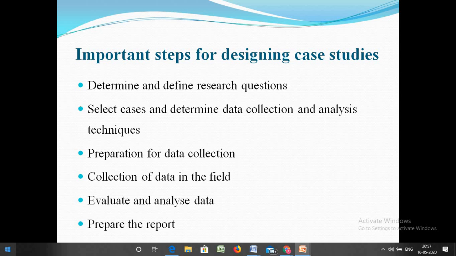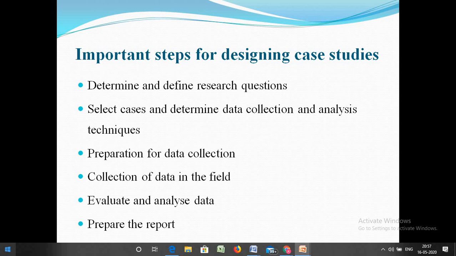Second is select cases and determine data collection and analysis techniques. Now, during the research design phase, the researcher determines which approaches will be used in the selection of single or multiple real-life cases to examine in depth, and which instruments or methods of data collection will be used. A case study can be a single case study or it can be multiple cases.